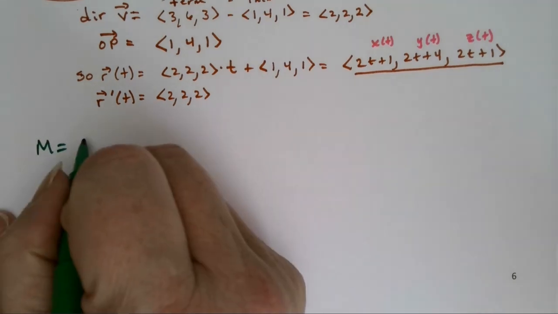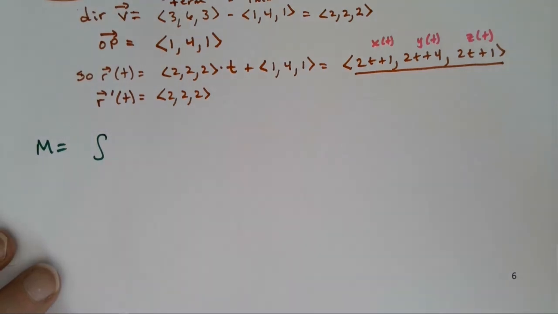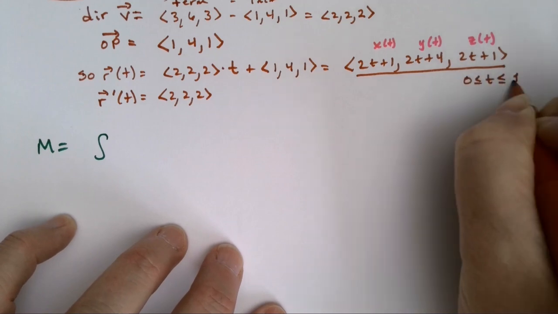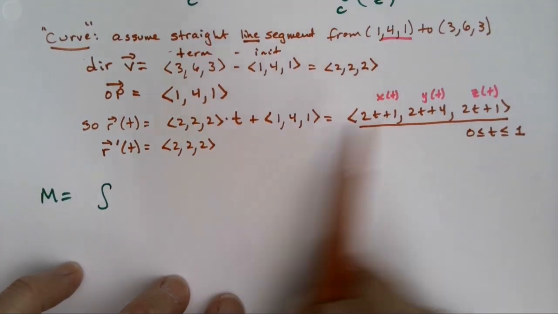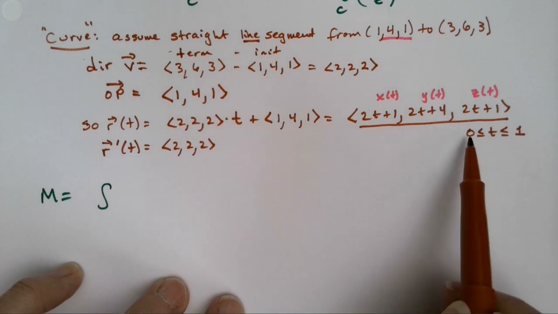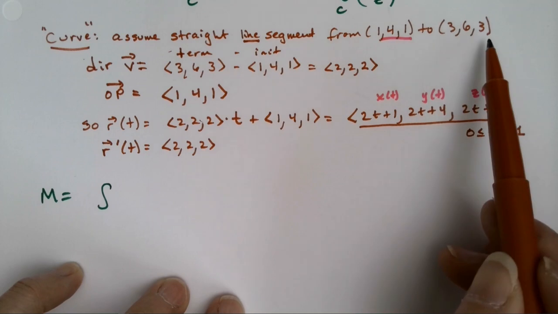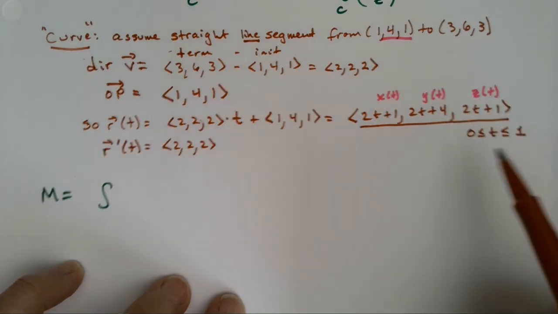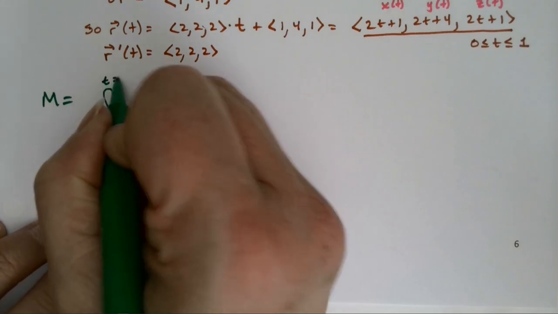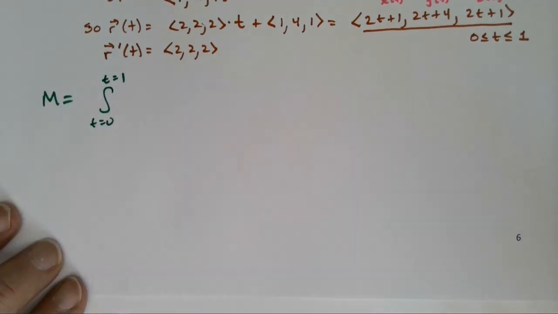Okay, so now we're ready to go back to the mass. So the mass is equal to the line integral. Now, we didn't put in t values, but we should. I should have written it right here. 0 is less than or equal to t, which is less than or equal to 1. Now, how do I know that? I need to be able to substitute in these values and get the 2 points I had. So if I put 0 in, I would get 1, 4, 1. If I put 1 in, I would get 3, 6, 3. Okay, so I'm going from t equals 0 to t equals 1. Again, you don't have to write the t equals, but I find it helps at this stage to keep track of what we're doing here.